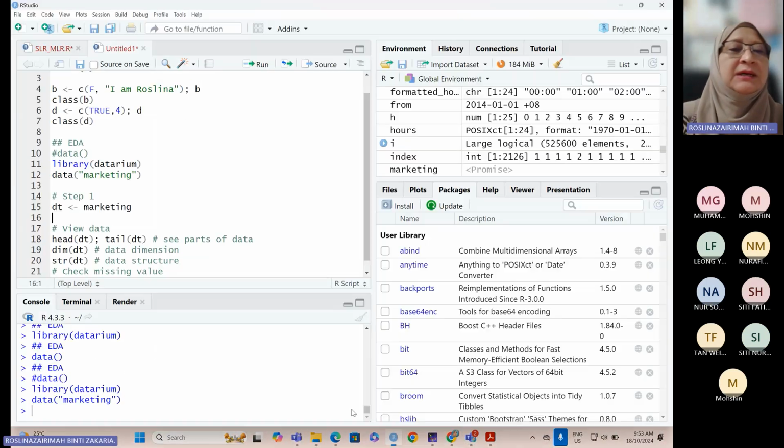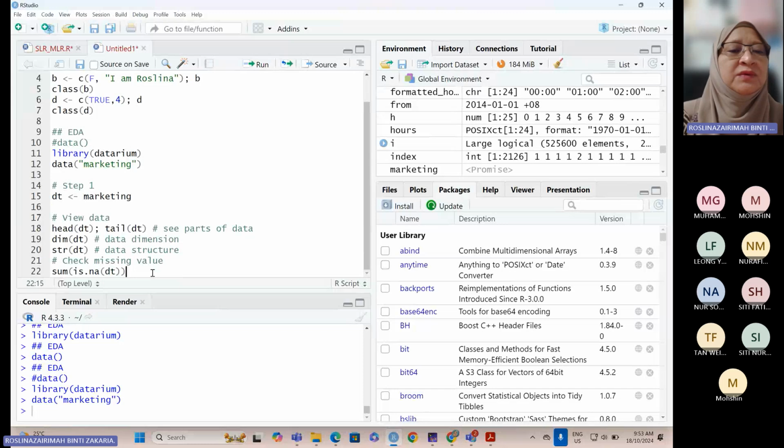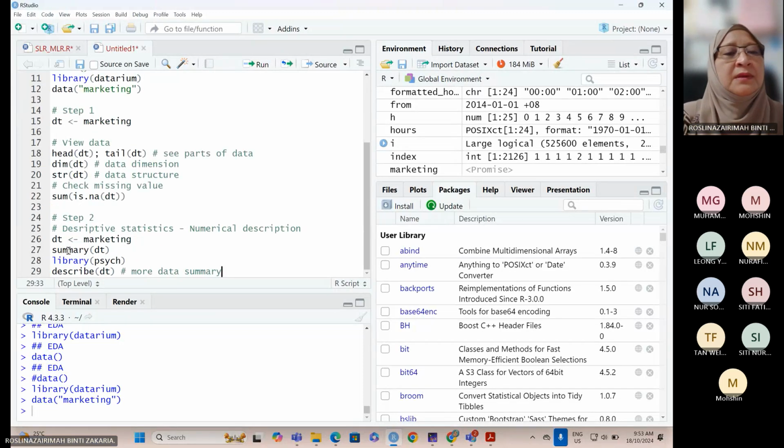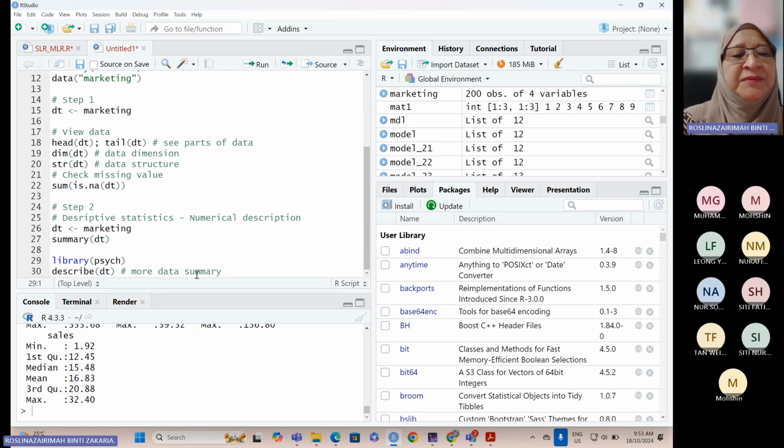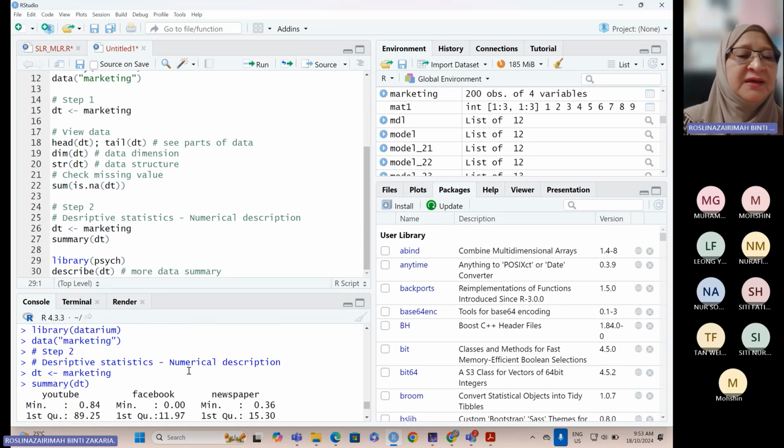Okay, step 2 will be to use the same data. I'm lazy to write marketing and so on, so I rename it, instead of marketing, to only DT. Okay, so DT, and I get the summary. So this is the summary of my data.